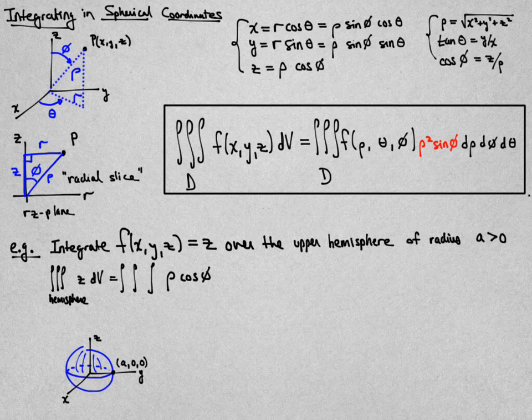The first thing I need to do is convert the function z to spherical coordinates, and using my relationships above, z is rho times cosine of phi. Because I'm converting to spherical coordinates, I get this factor of rho squared sine of phi. And then I need to make a choice of order of integration, and I've chosen d rho, d phi, d theta.